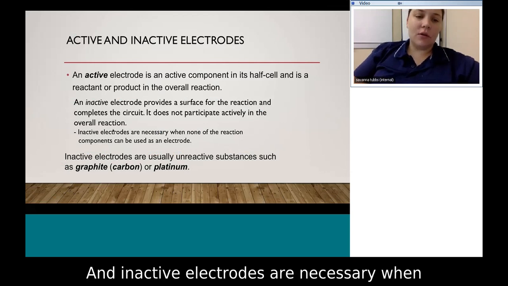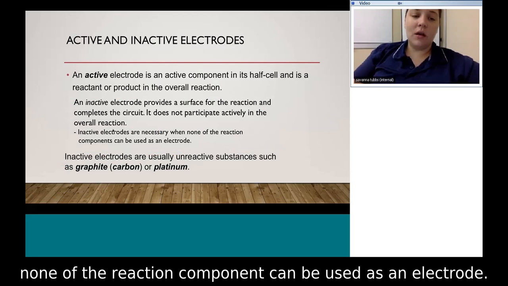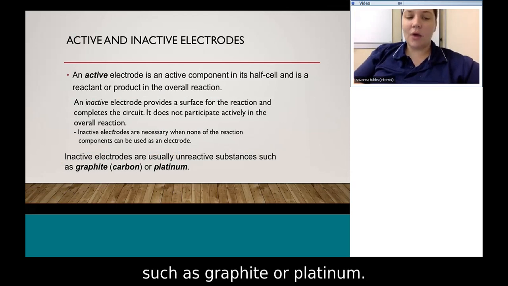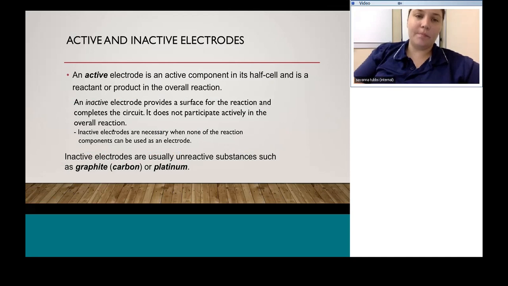Inactive electrodes are necessary when none of the reaction components can be used as an electrode. And inactive electrodes are usually unreactive substances, such as graphite or platinum.